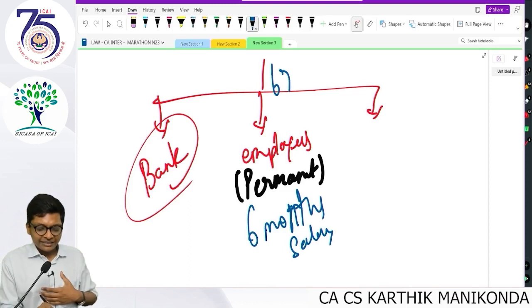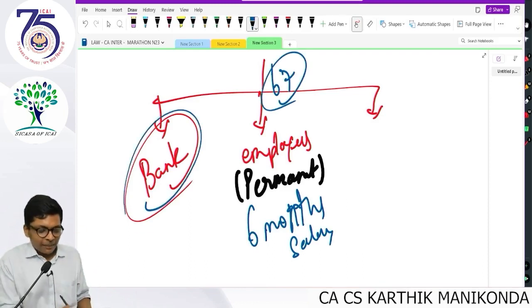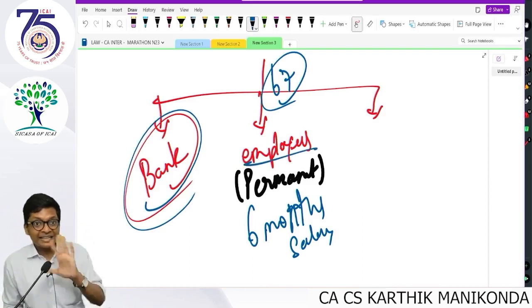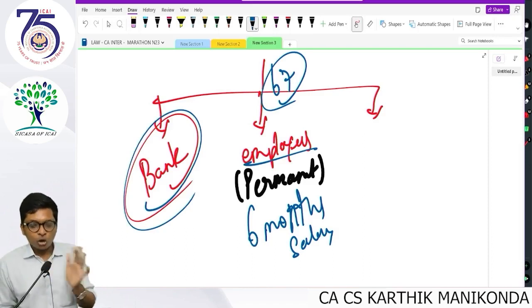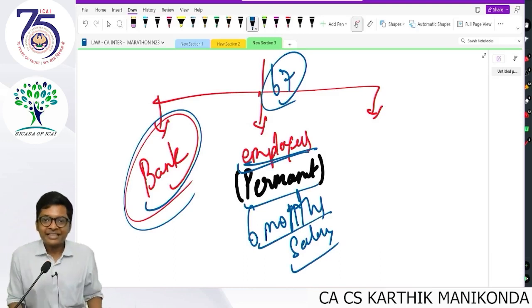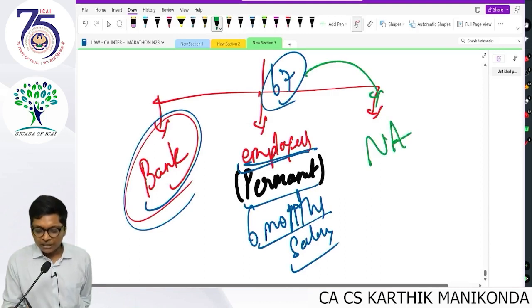So section 67 says no financial assistance can be given to any person to buy shares, but bank, yes. Loan to employees only. Directors, no. Part-time directors, no. KMP, no. Only permanent employees I can give loan up to 6 months salary. And lastly, this section of 67 is not applicable to a private company.